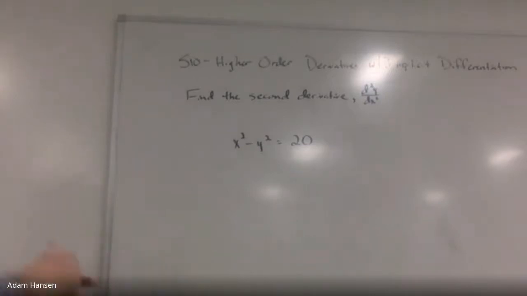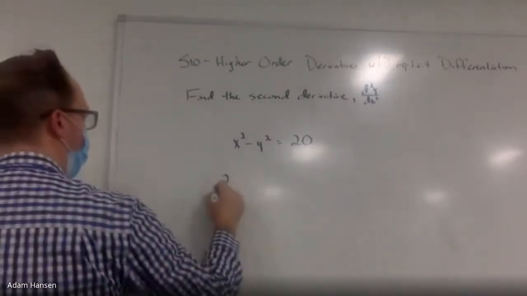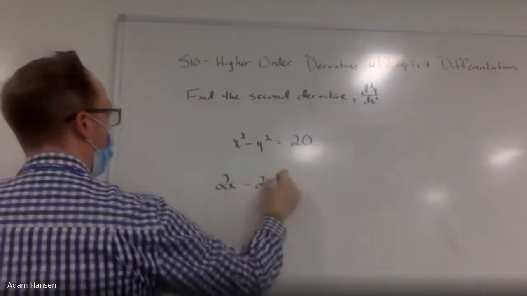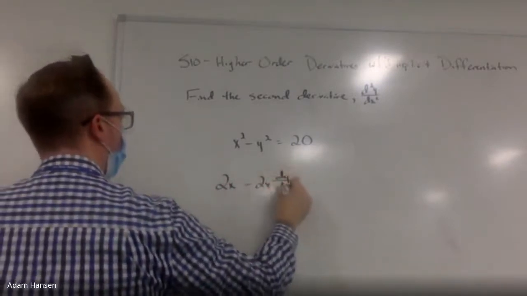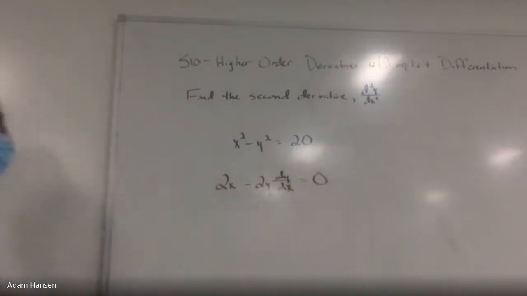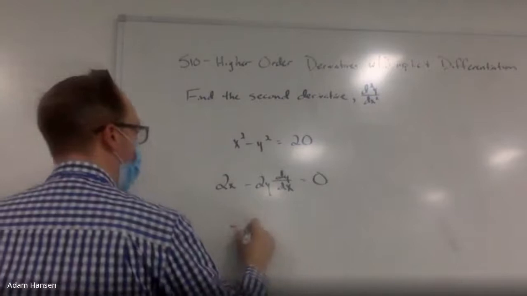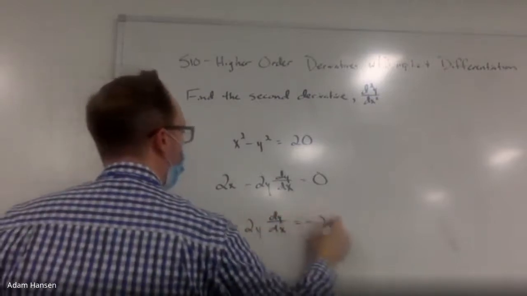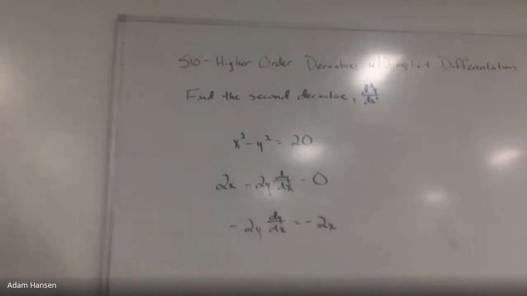Term by term. 2x to start, cool. Minus 2y dy/dx equals nothing. Let's solve for dy/dx. Negative 2y dy/dx equals negative 2x when I slide that term over to the right side of the equation. Then divide everything by negative 2y.